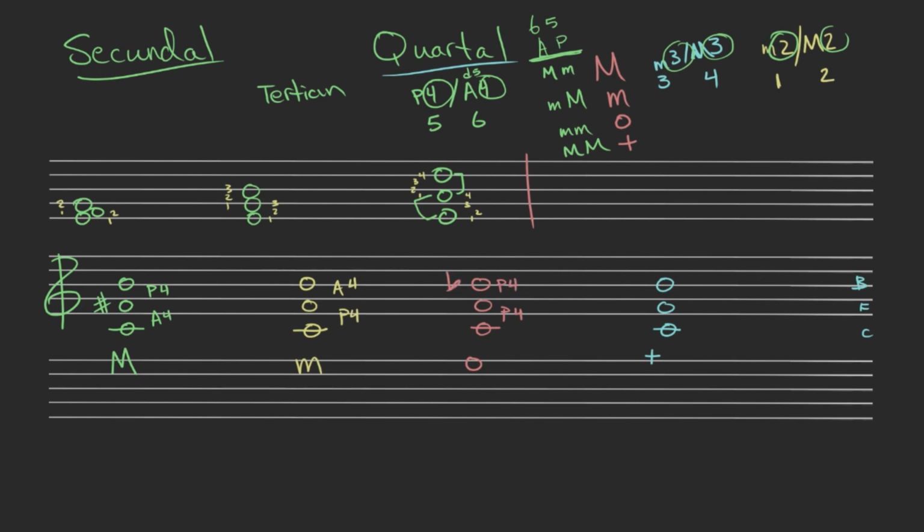And then finally, the last one is going to be an augmented fourth followed by an augmented fourth, which would look like this: C to F sharp, and then F sharp to B sharp. Now, before we move on, I want to point out something that's kind of problematic with this chord. If you look here, this note is a B sharp, this note is a C. These are enharmonically the same.